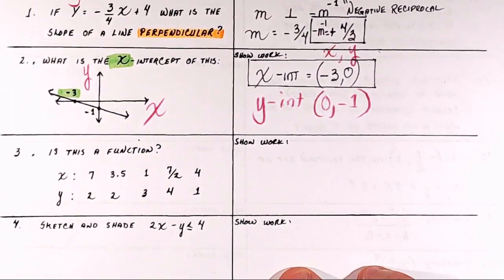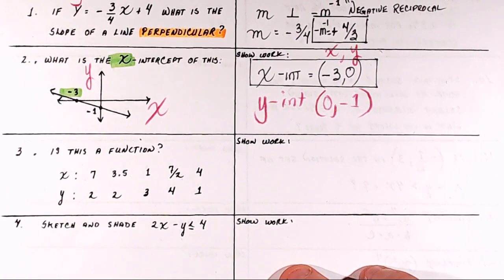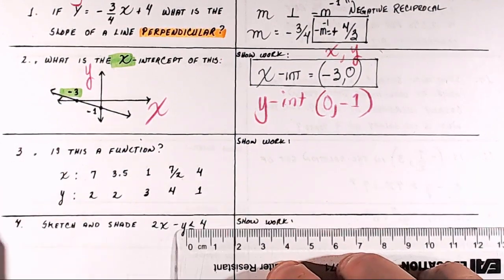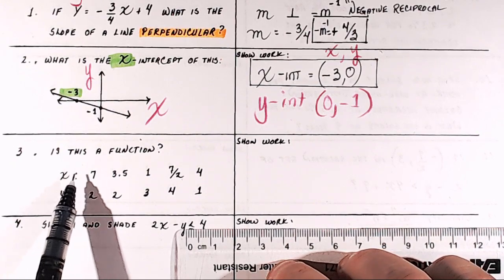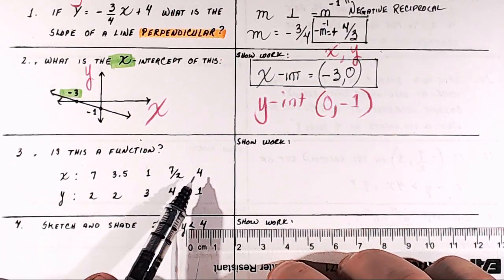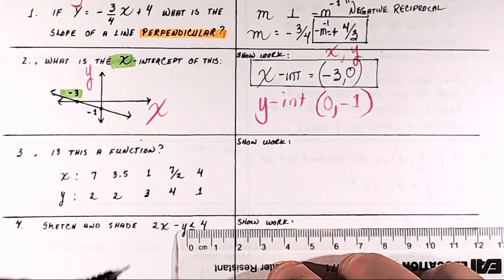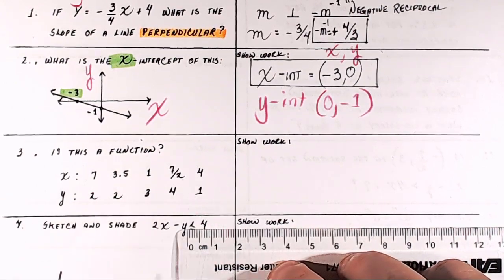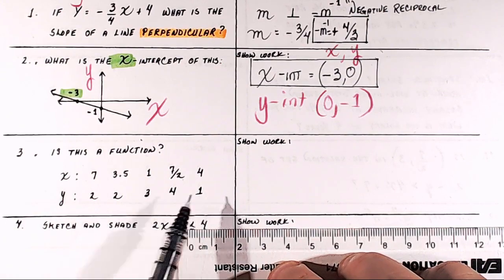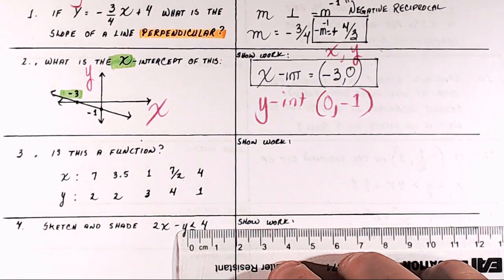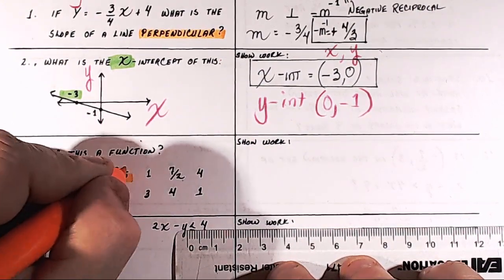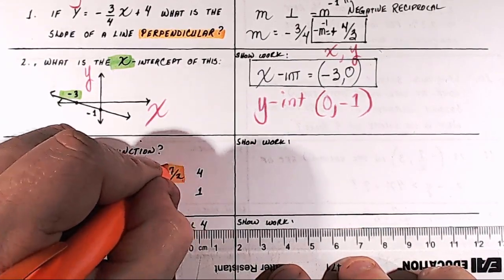Number 3, is this a function? Well, the definition of a function is somewhat complex, but one of its parameters is that the x values can never repeat. So we have to make sure that none of these are the same. Now just a cursory glance, that is my first glance through, none of them look the same. But on a second pass through, I notice I've got a 3.5 and a 7/2.